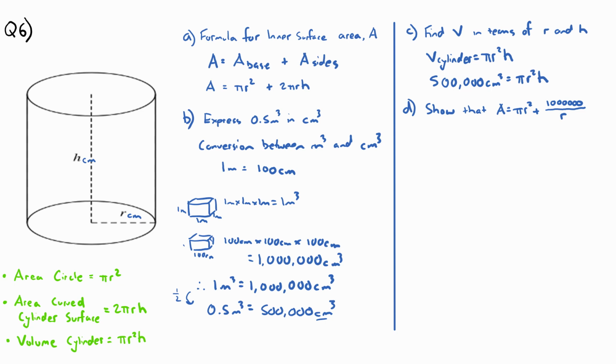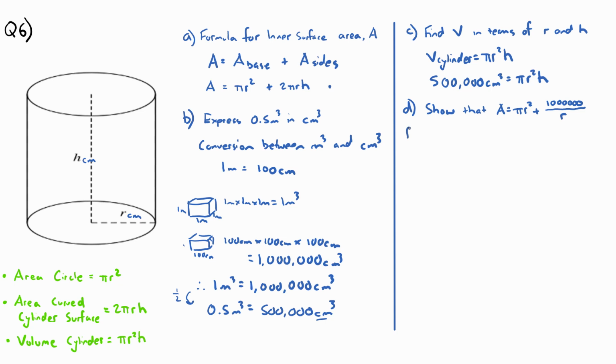Question 6, part D, asks to show that the area of the inner surface of the container, which we're calling A, is equal to pi r squared plus 1 million on r. And you may be thinking, well, what's the point of that? What are we just rearranging equations for? Well, we have previously found an expression for this area in part A.